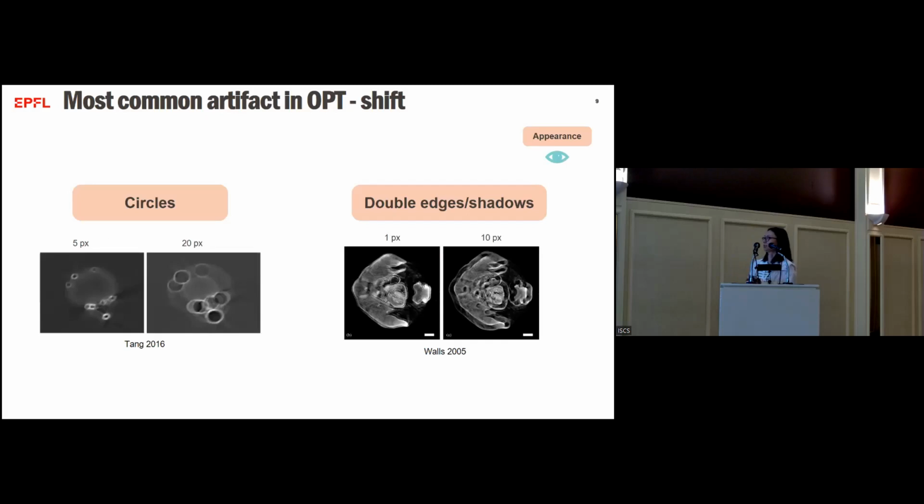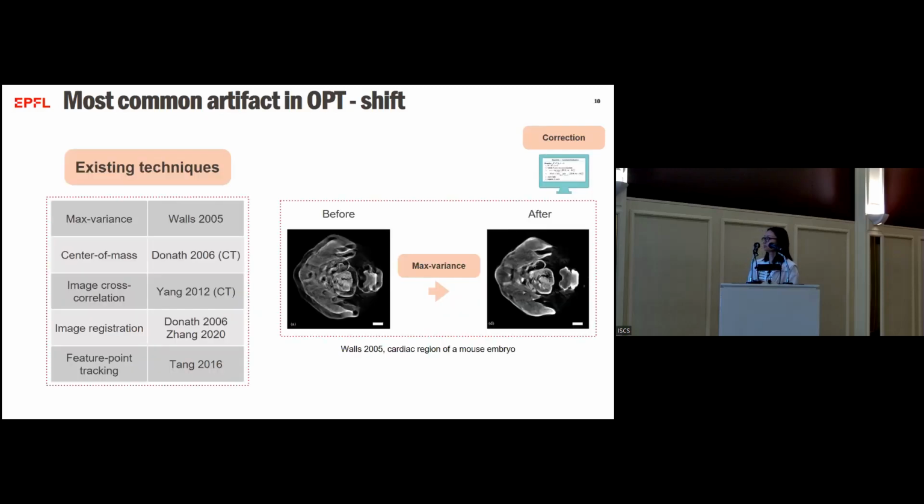And the resulting artifacts come in different shapes. For point-like objects, we see these circles. And for continuous structures, we see these kind of double edges or shadows. In both cases, the larger the shift, the more severe the artifacts are. And how do we correct this type of artifacts?